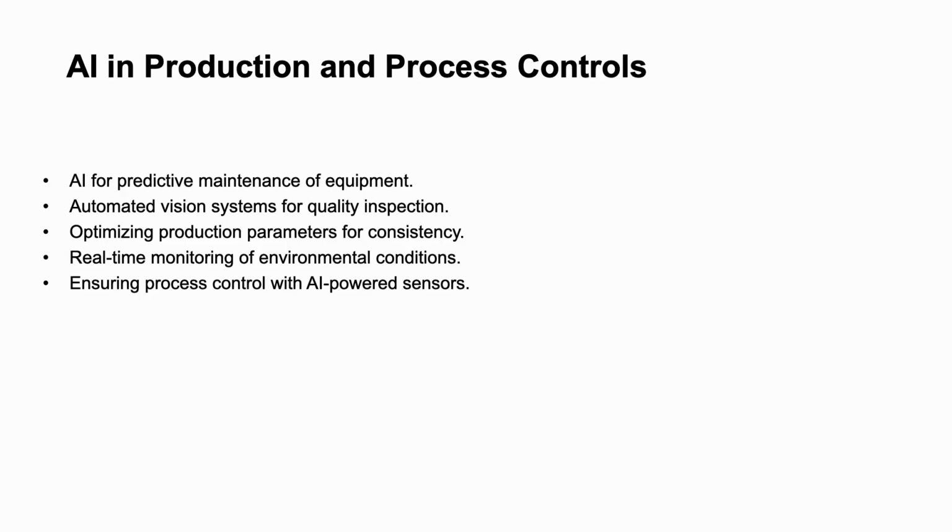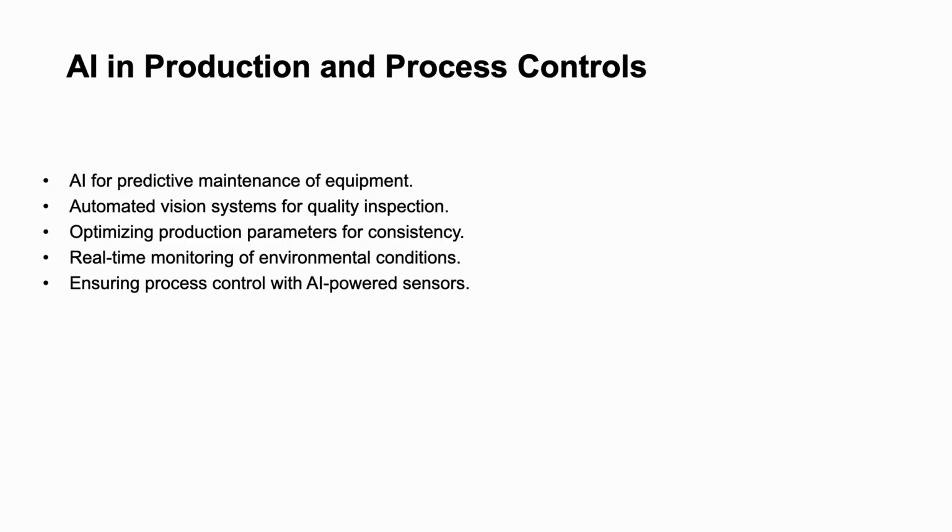By analyzing data from sensors on manufacturing equipment, an AI algorithm can predict when a piece of machinery is likely to fail, allowing for proactive maintenance before the failure leads to costly production shutdown or a quality issue. Automated vision systems, powered by AI, are also being used for quality inspection.